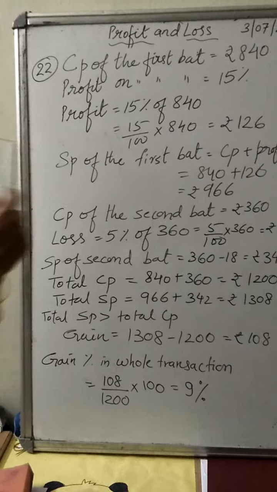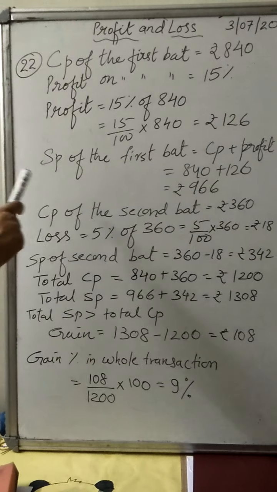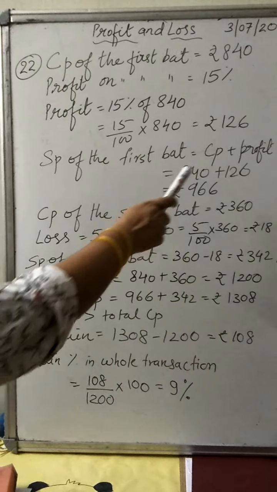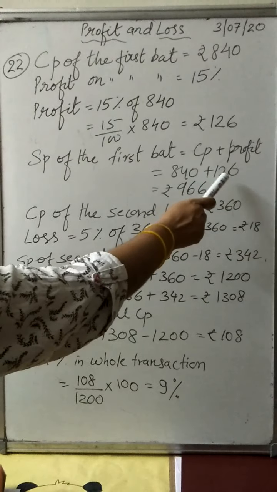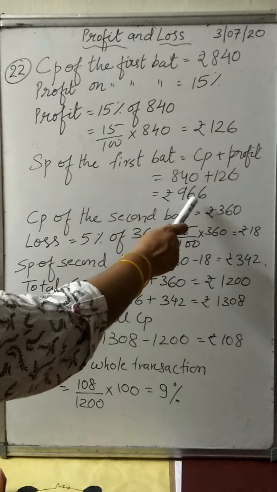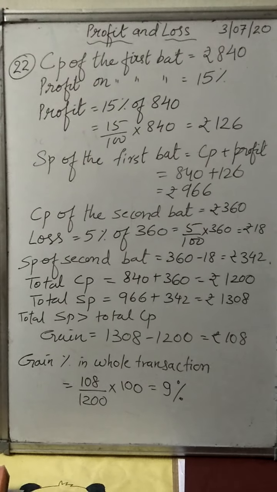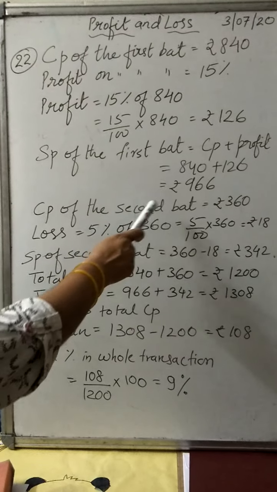Now you know CP, you know profit. Then the formula to calculate SP is CP plus profit. So 840 plus 126, so rupees 966 is the selling price of the first bat. Now coming up next, that is CP of the second bat.